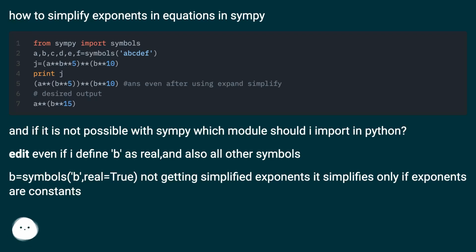Edit. Even if I define b as real, and also all other symbols, b = symbols('b', real=True), I am not getting simplified exponents. It simplifies only if the exponents are constants.